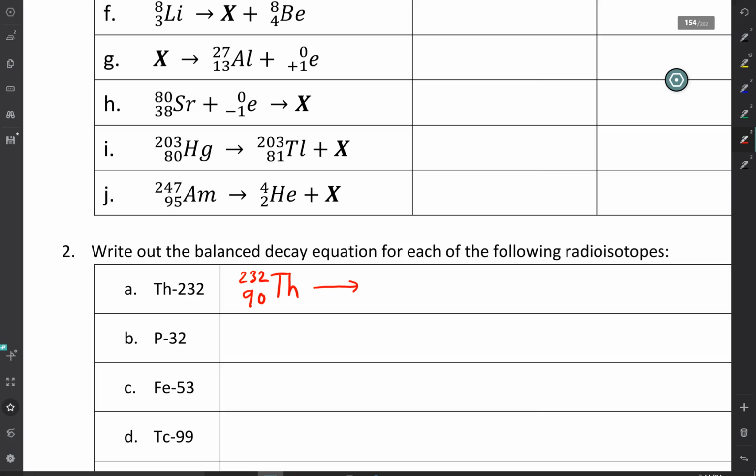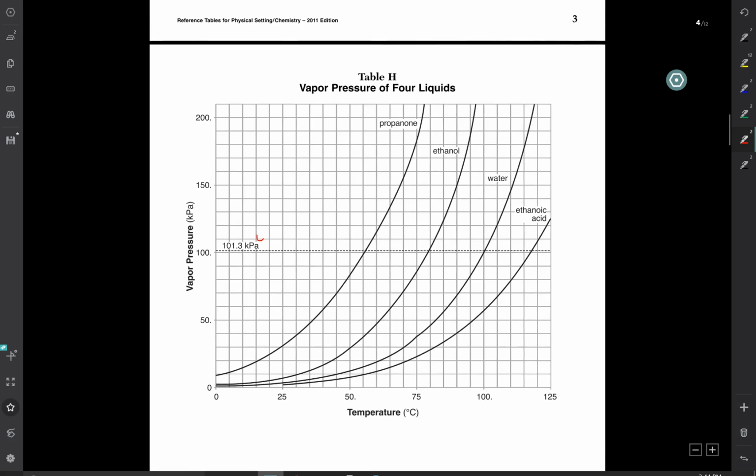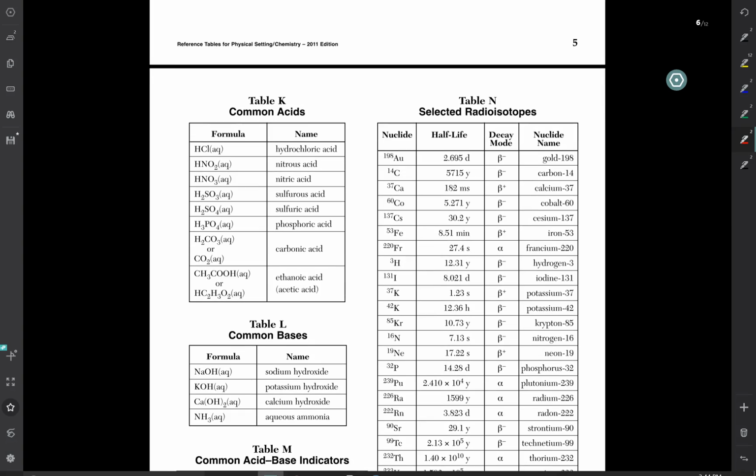New York State is not interested in you really understanding why nuclear decay occurs. They're very interested in your ability to read a table. So I'm going to pull up your reference table and show you a gigantic cheat sheet that you get for this unit. Here we go.